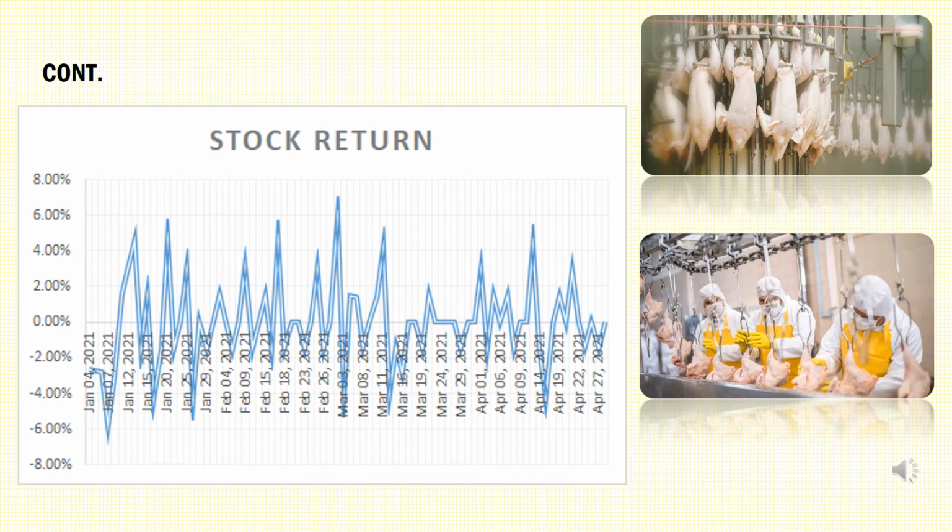This is the graph of stock return for Leng Hong Berhad. From January 4 to January 7, it shows poor performance. Then to January 12, it increased markedly. The graph indicates a decline on the next day, which continues until 27 April in this fluctuation process.